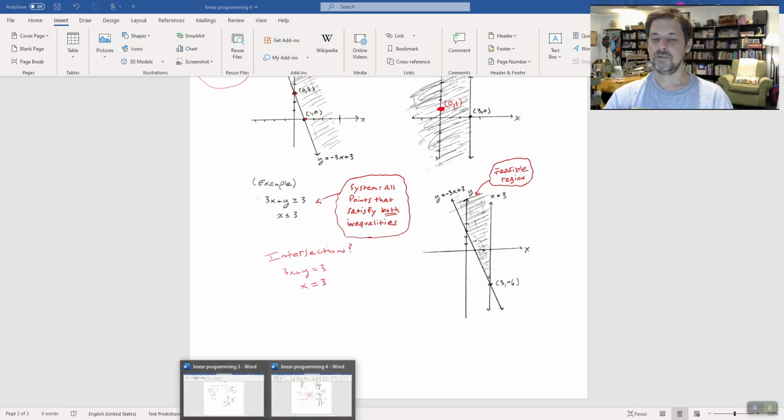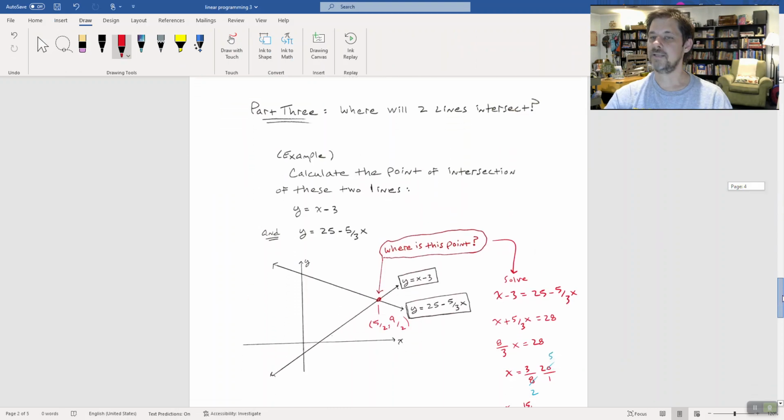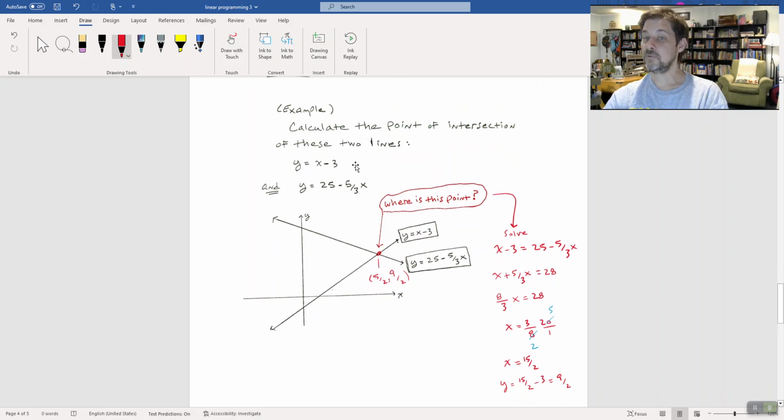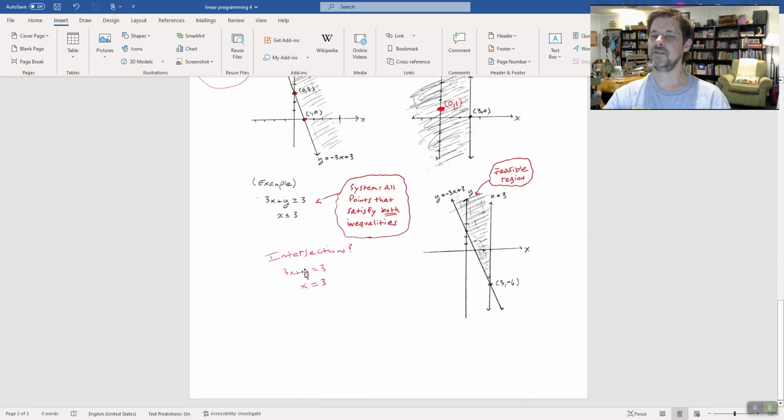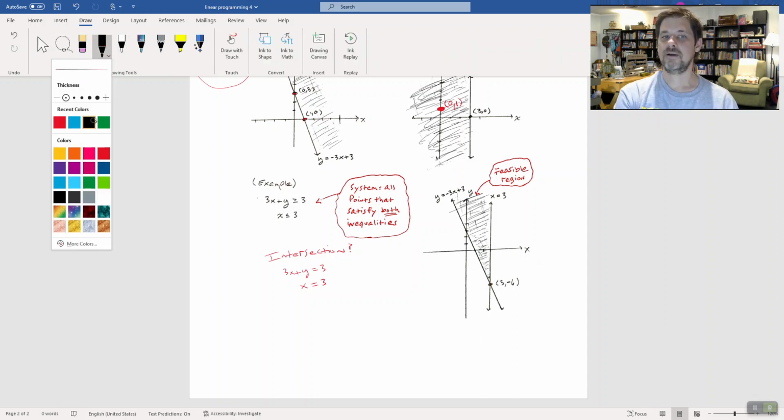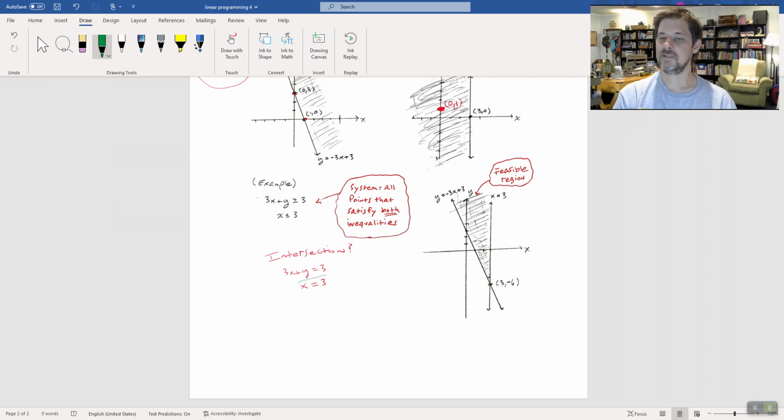In the last video, in my last example, I said, how do you figure out where two lines intersect? You can set them equal to each other. y is x minus 3, y is 25 minus 5/3 x. If you want to know where those lines intersect, take their equations and set them equal to each other. But this one will be a little bit different because they're not both of the form y. It's simpler than that, in fact. If I wanted to figure out where these lines intersect, the second one says that I just happen to know that x is 3.